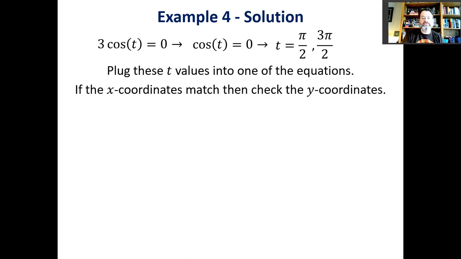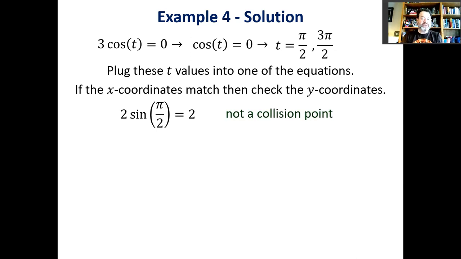So you just plug these in. If the x-coordinates don't match, then it doesn't matter. If they do match, then I have to check the y-coordinates. So I plug t equals pi over 2 into the x-coordinate for the big circle, and I get 2. Well, 2 is not negative 6/5, and it's not negative 2, so it's not a collision point. Remember, if the x-coordinates match one of my collision points, then I have to check the y-coordinates too. But for this first one, the two graphs aren't even close together at pi over 2.